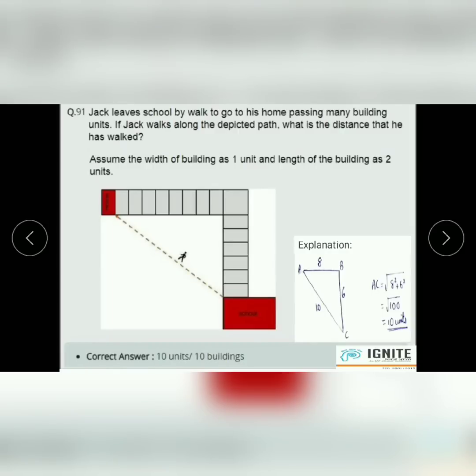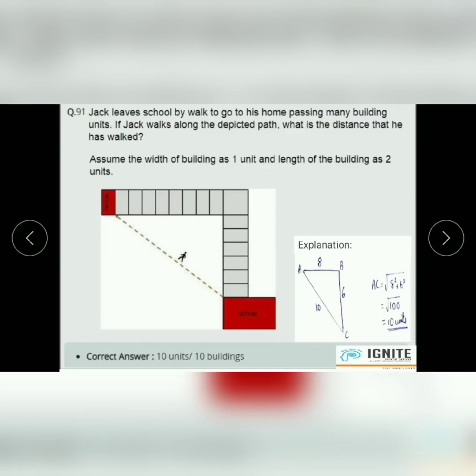Next question. Jack leaves school by walk to go to his home, passing many building units. If Jack walks along the depicted path, what is the distance that he walked? Assume the width of a building as 1 unit and the length of a building as 2 units. Width is 1 unit and length 2 units. Okay, we can draw this as shown in the figure.